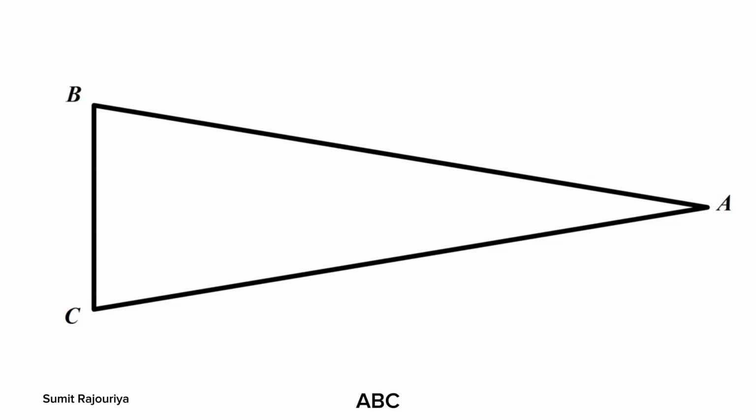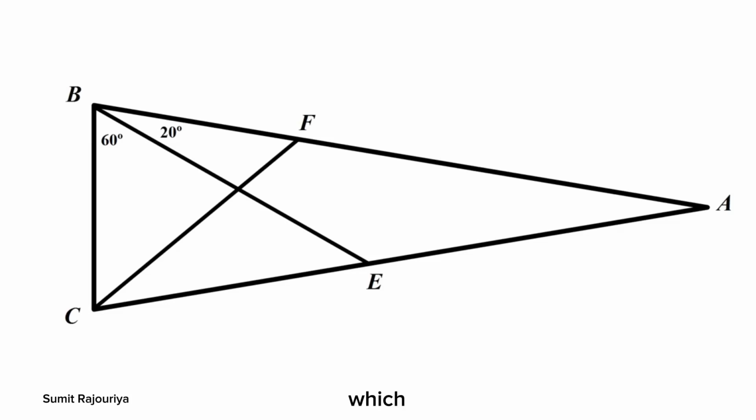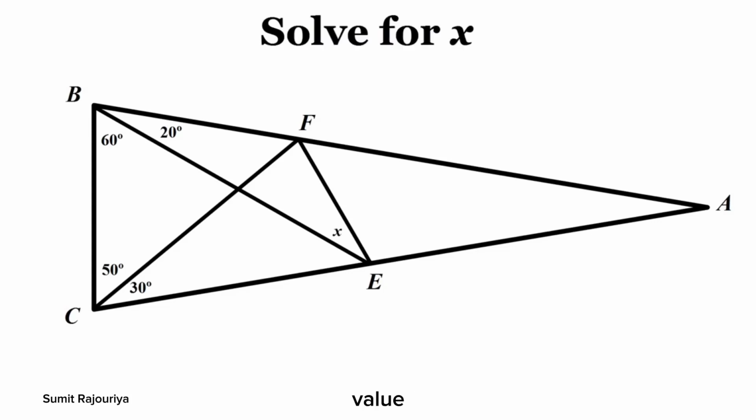In triangle ABC, draw line segment BE, which divides angle B into 60 degrees and 20 degrees. Now draw line segment CF, which divides angle C into 50 degrees and 30 degrees. Finally, draw line segment EF. Label angle BEF by the variable x. The problem is, solve for the value of x in this diagram.